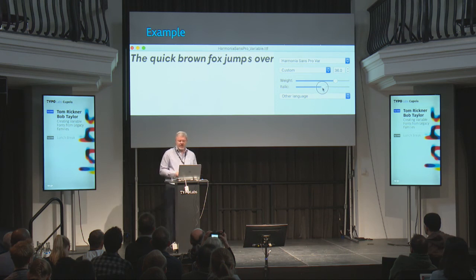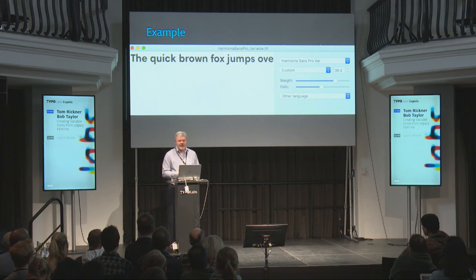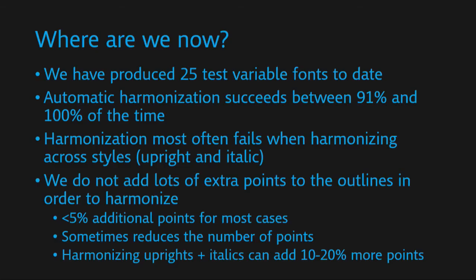This, I think, is a much better approach if you need to combine uprights and italics, or any two things that have a really different style. If you absolutely have to have them in the same font, then the G-sub mechanism really allows you to switch between them. So, where are we now?